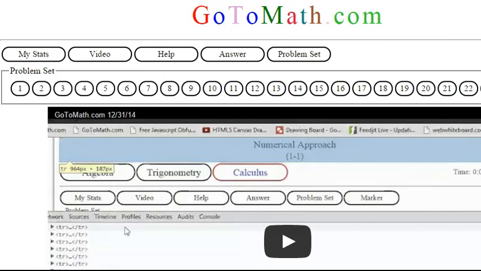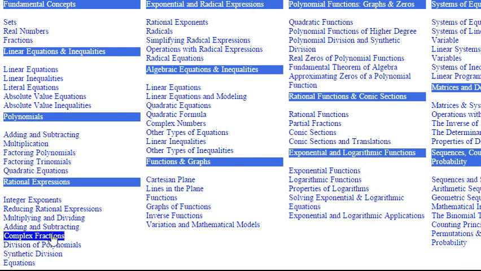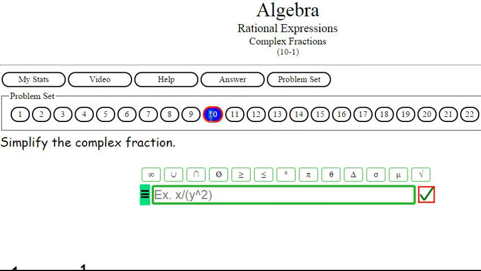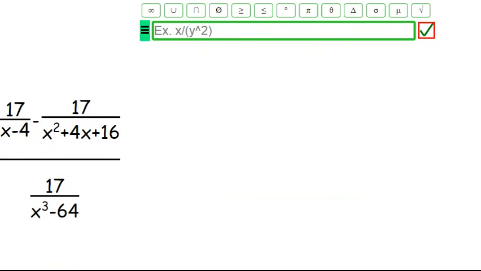We're over here at gotomath.com. Click on the algebra. Let's go down to complex fractions, and let's hit 10.2 there. Alright, we got 17 over x minus 4 minus 17 over x squared plus 4x plus 16. And that's all over 17 over x cubed minus 64.